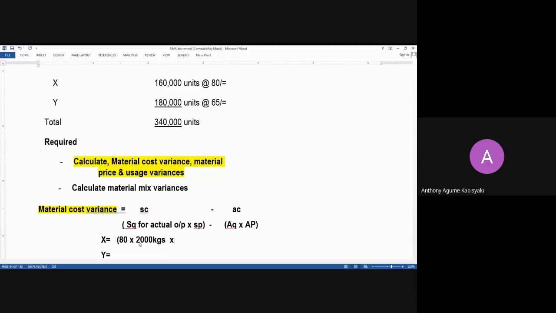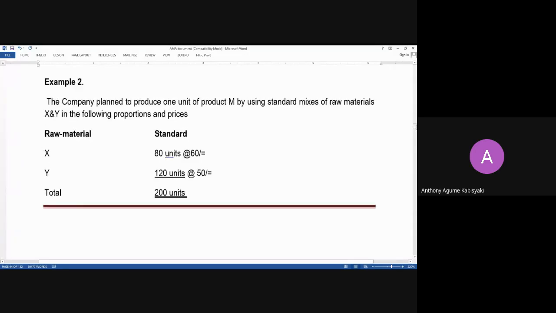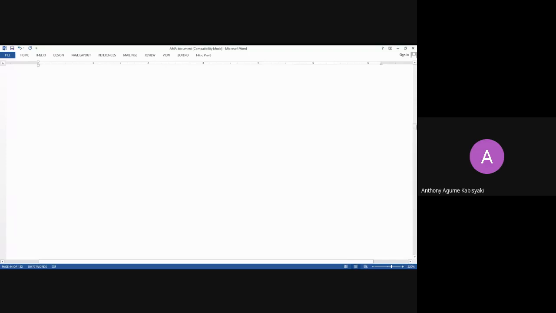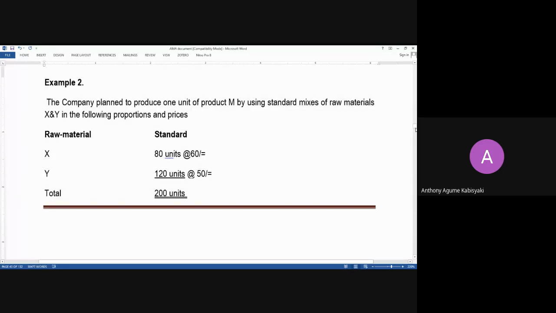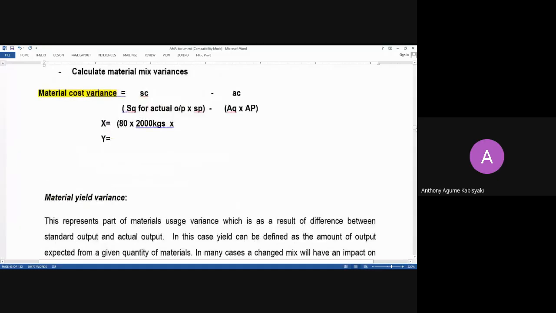Okay. Then I multiply by the standard price. Standard price is given as what? Standard price is given as 60 for X. So I multiply by 60 shillings. Then I subtract the actual cost, which is got by actual quantity, AQ, times actual price.